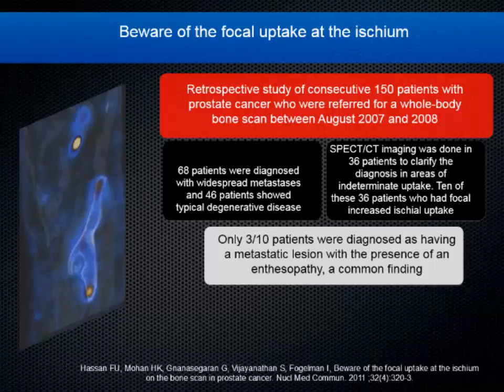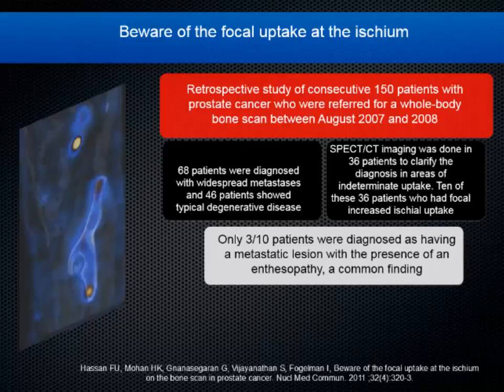In fact, 68 patients were diagnosed with widespread disease, so we didn't worry about them. We were just worried about the 36 patients where we had indeterminate findings. In those patients, we did SPECT CT, and out of the 36, 10 people had focal uptake in the ischium. Without SPECT CT, we would have called all those 10 patients suspicious for bone metastasis.